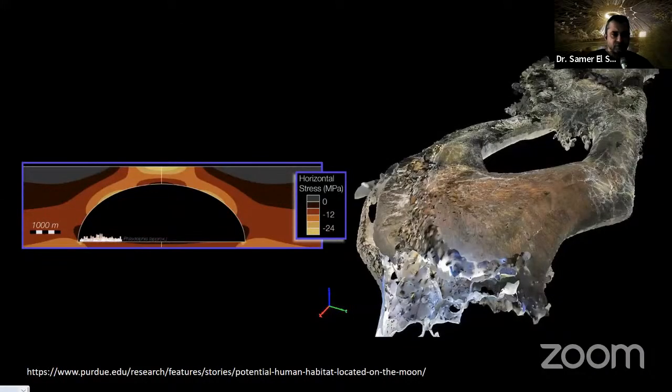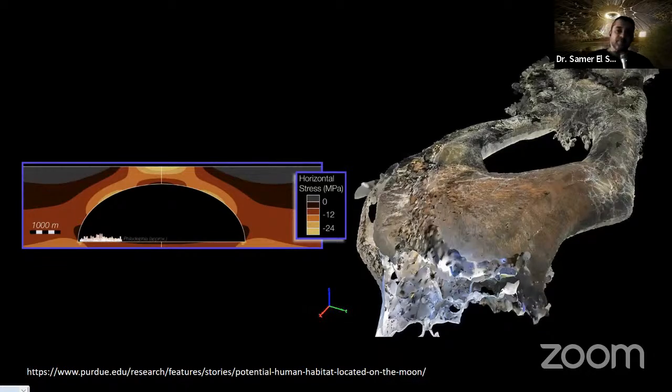This is another research conducted by Purdue University, a 3D model of the lunar lava caves, and it is believed that the lunar lava caves have most of the ideal conditions that might start a civilization. We have high reserves of water because it is shielded from the sun rays, so there's no evaporation of the reserved water. The temperature swings are minimal in this case. It is naturally shielded from radiation. It is naturally shielded from micrometeoroids, so everything is perfect.